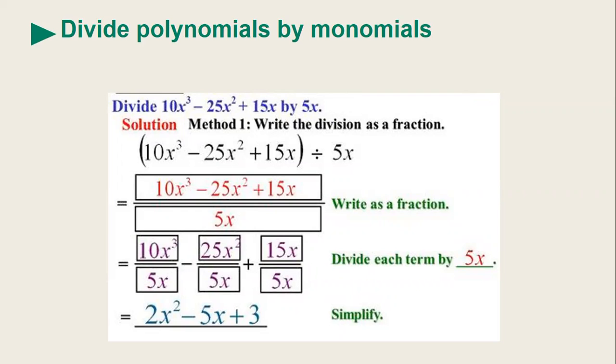Does that make sense? So if you look right here, this says we have 10x cubed minus 25x squared plus 15x divided by 5x. When you're dividing a monomial, you're going to write it as a fraction. So step one is to write it as a fraction. Do we see that? After you write it as a fraction, then you're going to divide each term by the monomial. So I'm going to divide this term by 5x, this term by 5x, this term by 5x, and then you simplify.